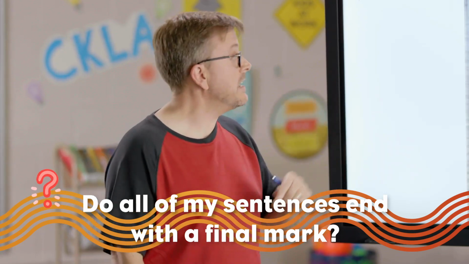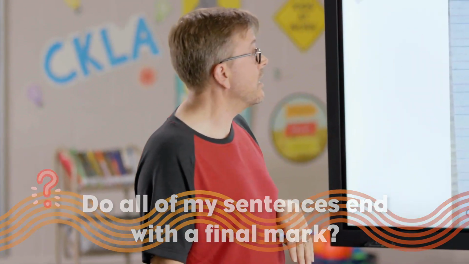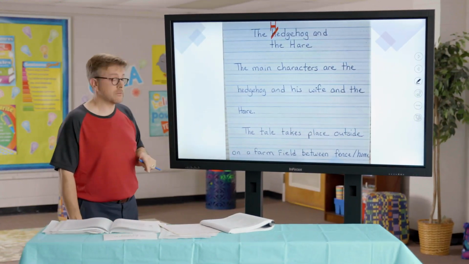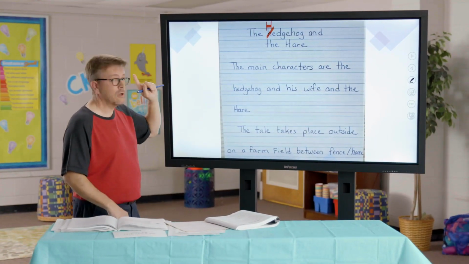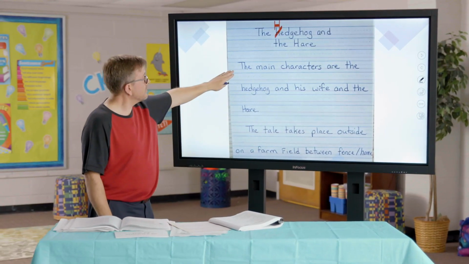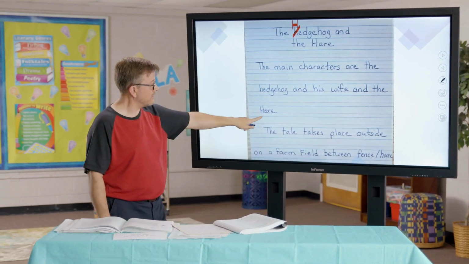So go back to the beginning of your writing, or in this case, the draft we're looking at. We're going to go back to the beginning and look to see, do all the sentences end with punctuation? Let's check that again real quickly, because I think we saw that in the last one, but we want to make sure we can check off 6 solid. So we look at the first sentence. The main characters are the hedgehog and his wife and the hare, period. There it is. We're good.